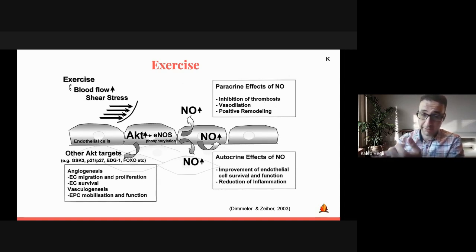Endothelial cells have to get stronger to be able to survive the stress. There is vasculogenesis, modulation of the area. There is obviously the whole nitric oxide and that side of the equation improving. The paracrine effects, inhibition of thrombosis, autocrine effects, which is again the improvement of the cell survival and the reduction in inflammation. Yeah, to be more functional. It's a clear message to the circulatory system, the exercise.